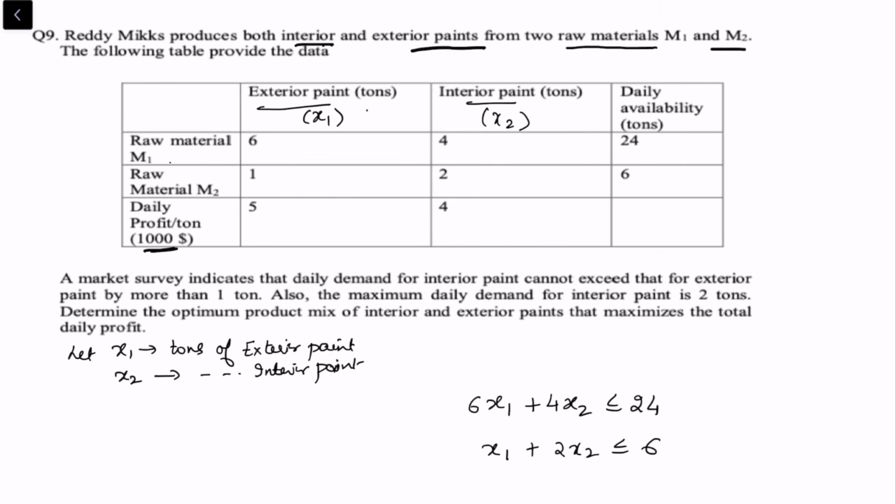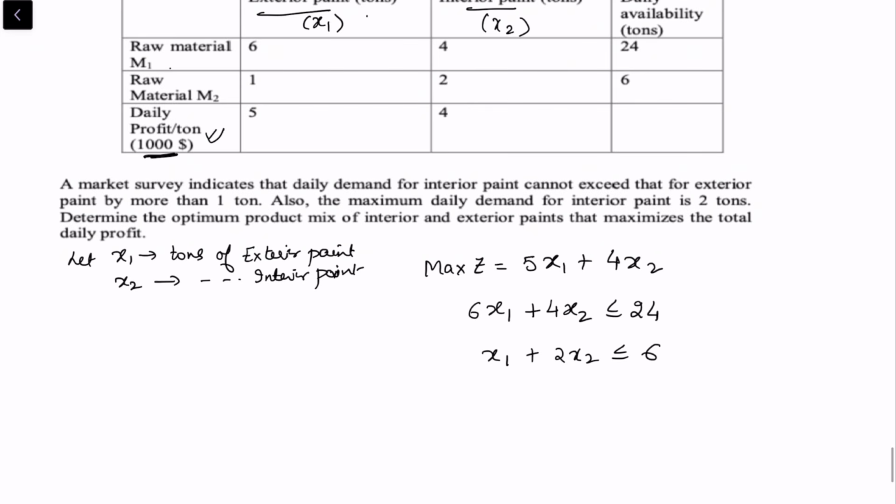We also have the objective function. Since this is profit, obviously we want to maximize z equal to 5 times x1 plus 4 times x2. Now we have written the data till this point.